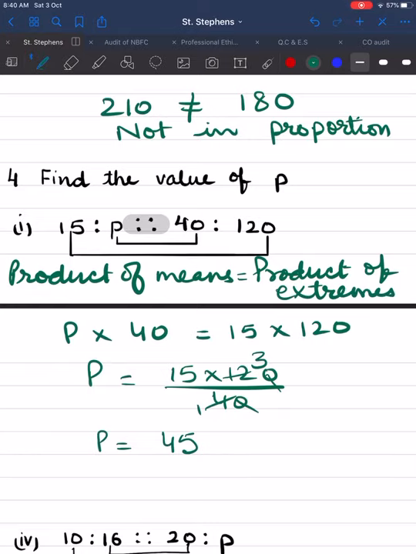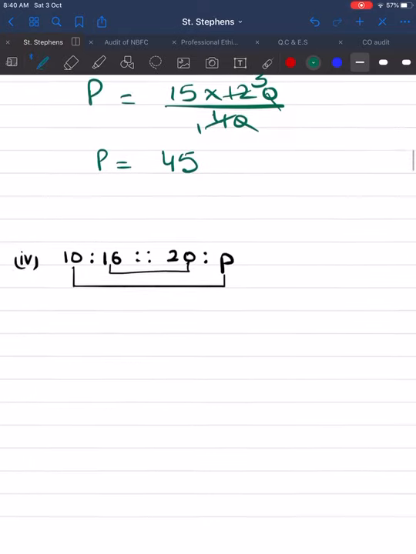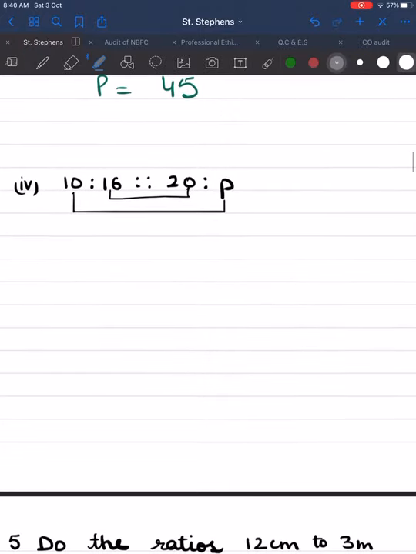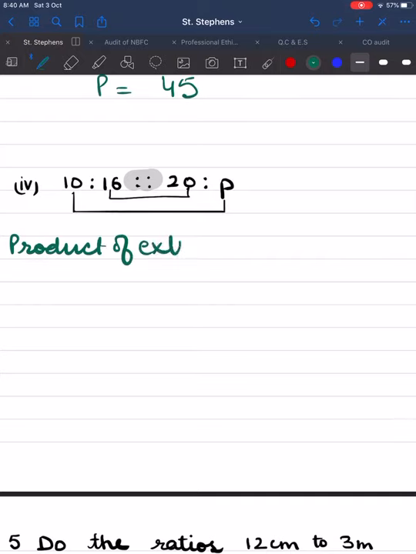Now let's move to fourth part. So here again we are given that the numbers are in proportion and we have to find out the value of p. P is the fourth term or one of the extremes. So here again product of extremes is equal to product of means.